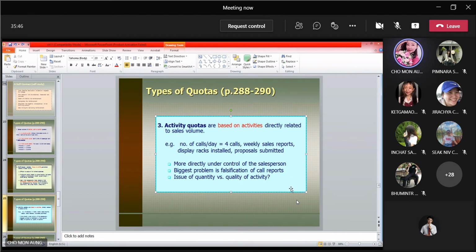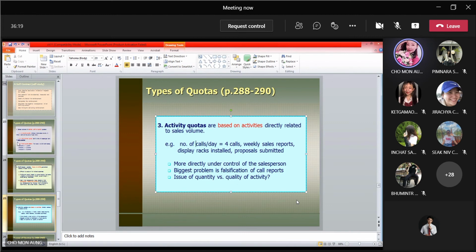And also writing the report and whatever. We don't know whether they really write the report, whether whatever they write in the report, they really perform or not, we don't know, right? They might say that, oh, we make 4 calls every day, but we cannot just sit down and look at them. We cannot ask the customer, hey, did my salesperson call? We cannot do that. So you see, using activity quotas, there will be some issues that we have to be careful about as a sales manager.